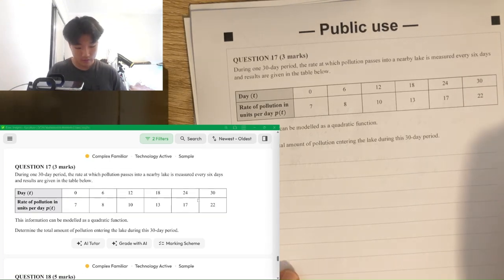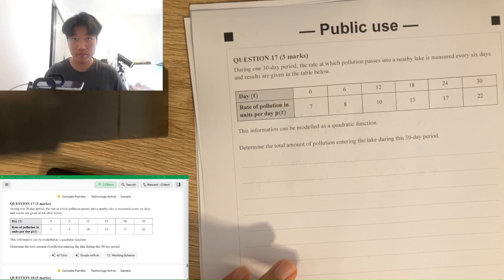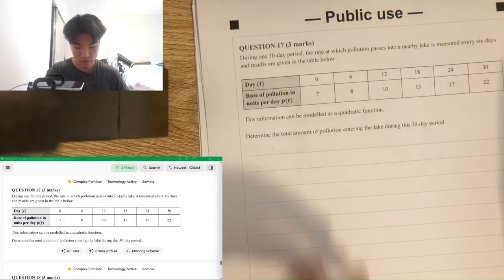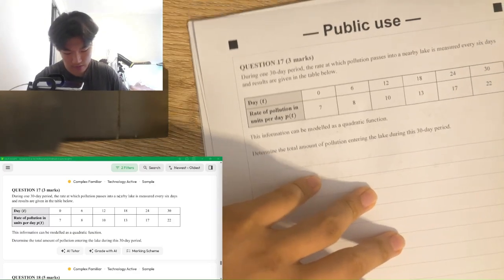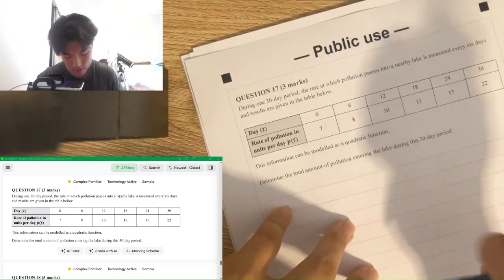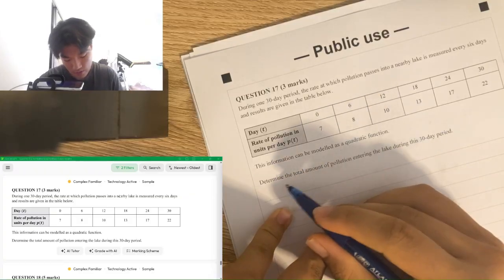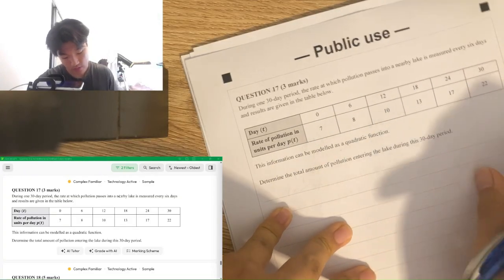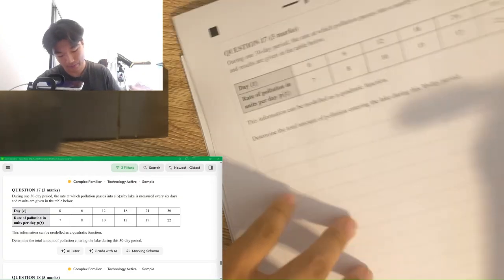Question 17. During one 30-day period, the rate at which pollution passes into a nearby lake is measured every 6 days, and the results are shown. Okay, it's a quadratic function. Determine the total amount of pollution entering the lake during this 30-day period. Okay.